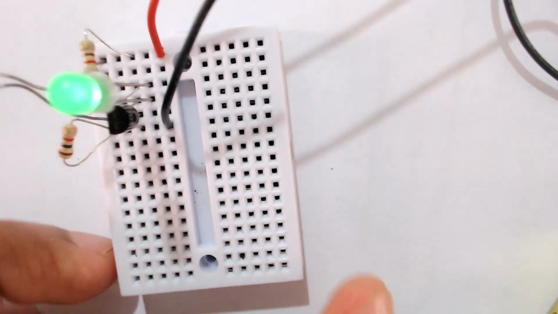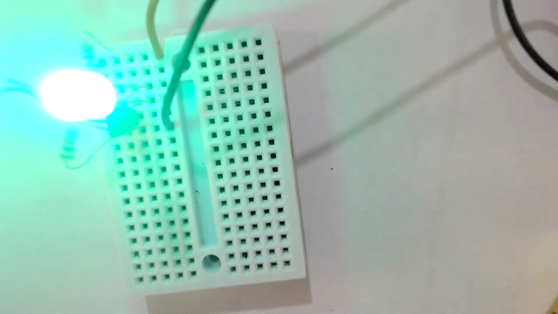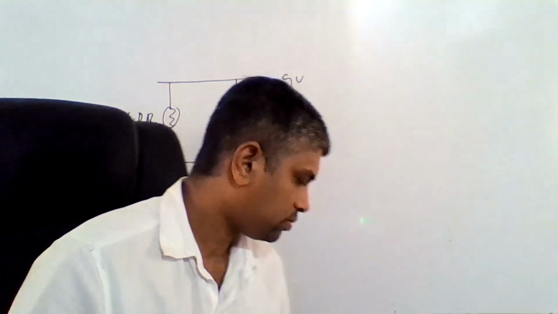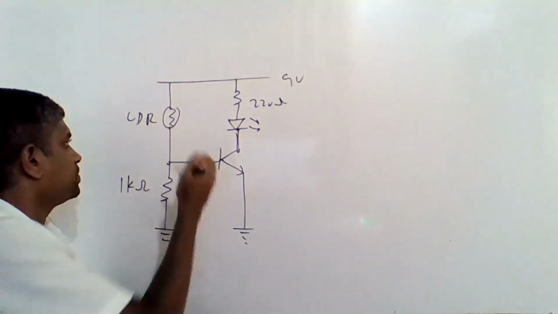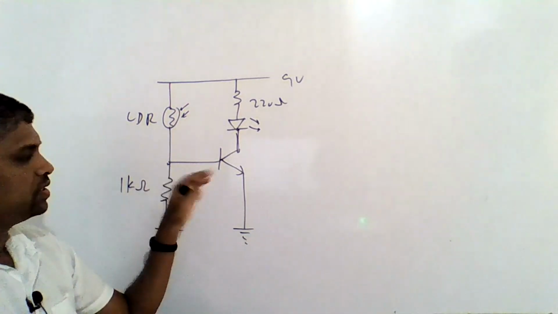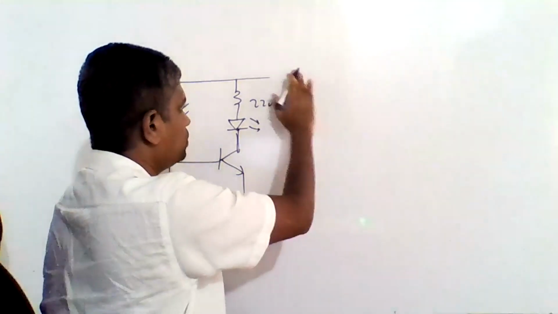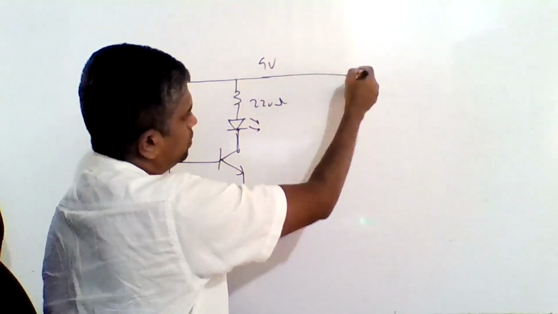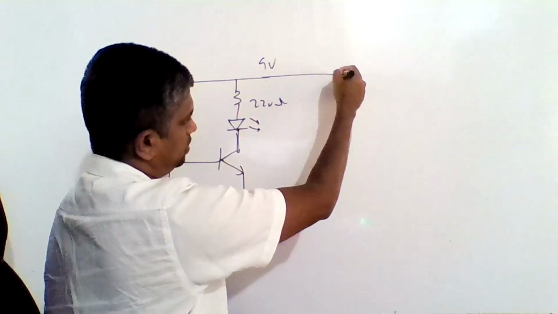Two stages. Now, this is the LDR circuit that we constructed, right? So we are going to use another similar circuit here.